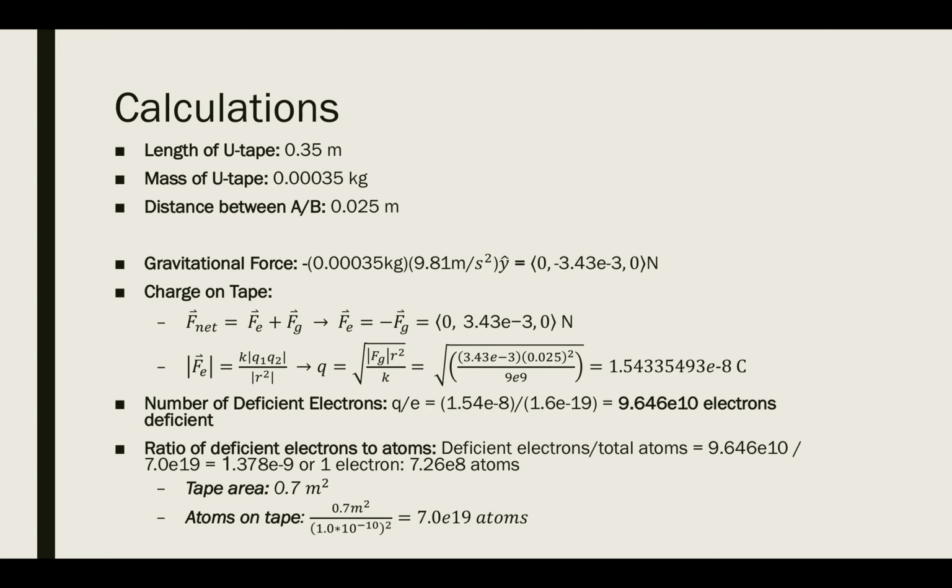So you can see that my ratio of deficient electrons to atoms is, for every one electron, there's about 7.26 times 10 to the 8 atoms. I have about 9.6 times 10 to the 10 electrons deficient on my tape. And like I said earlier, the charge on the tape I found to be 1.54 times 10 to the negative 8 coulombs.